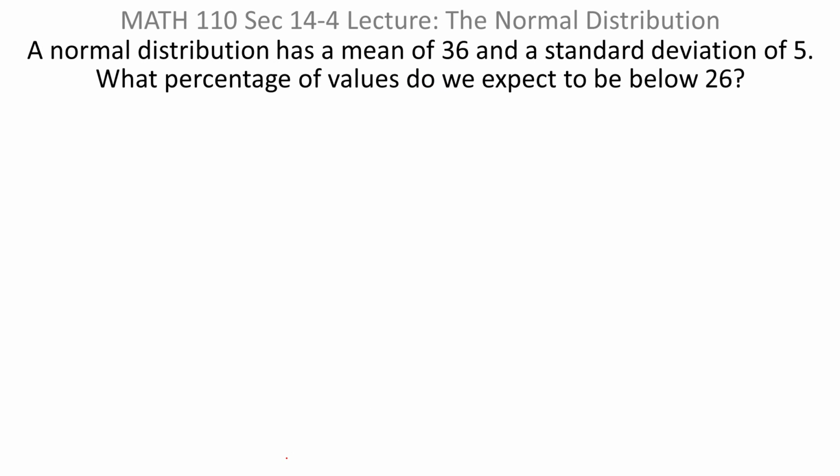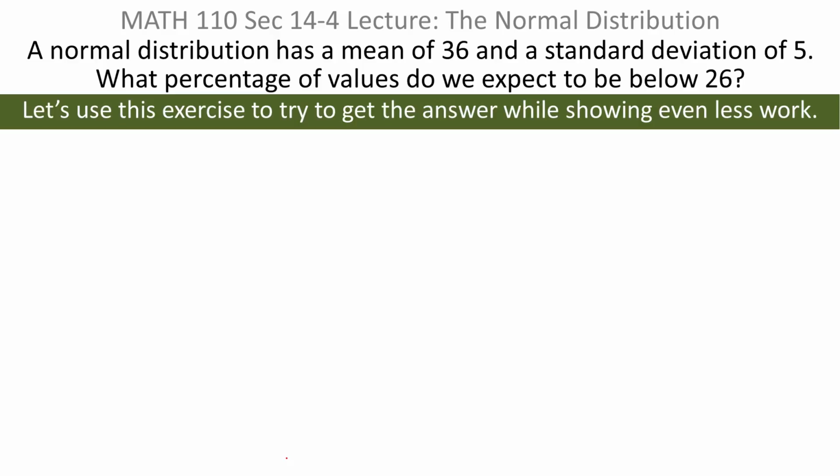Let's do another. A normal distribution has a mean of 36 and a standard deviation of 5. What percentage of values do we expect to be below 26? I've been trying to use the knowledge we've built up to make things work as efficiently as possible. I'm going to try to make that even more so here. Let's try to do this absolutely as efficiently as we can.